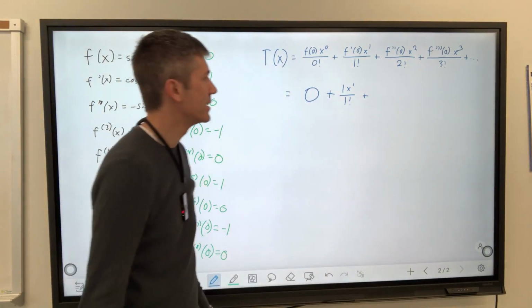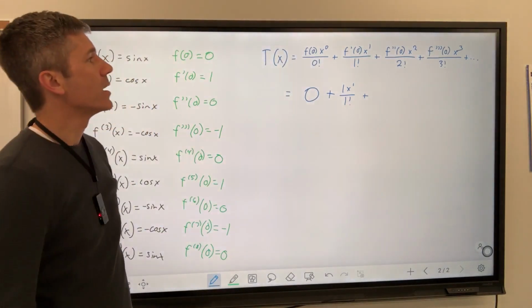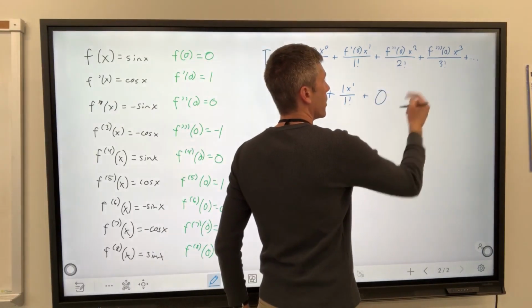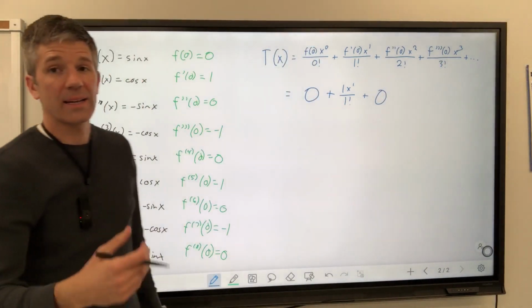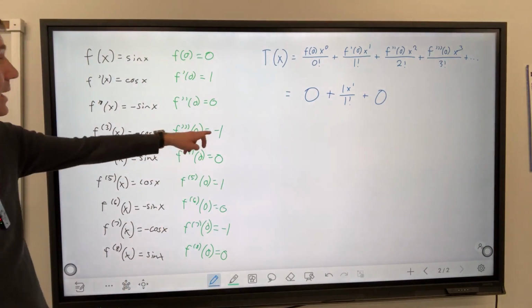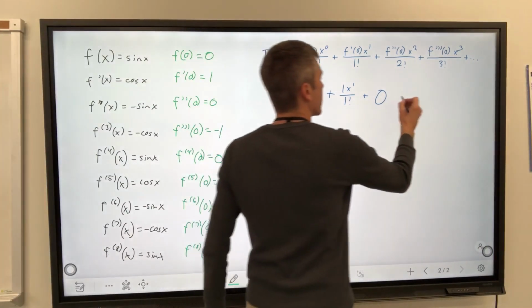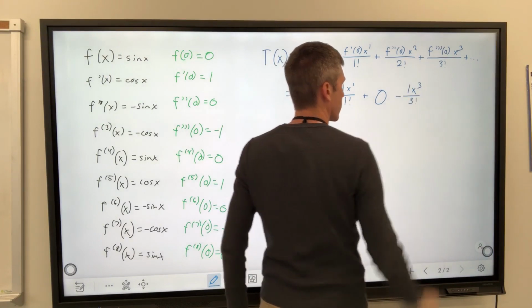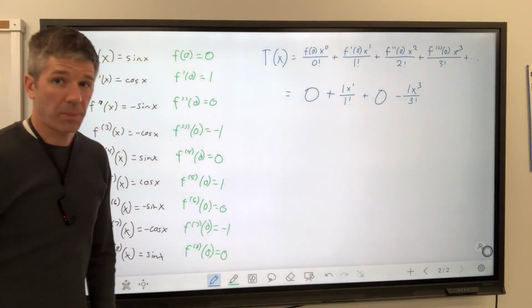That would be exciting. Find the pattern. Okay, f double prime of 0 was 0, so that term is 0. And then the term that has an x cubed is going to be negative 1. So negative 1 x to the third over 3 factorial. Now, let's continue with the patterns.